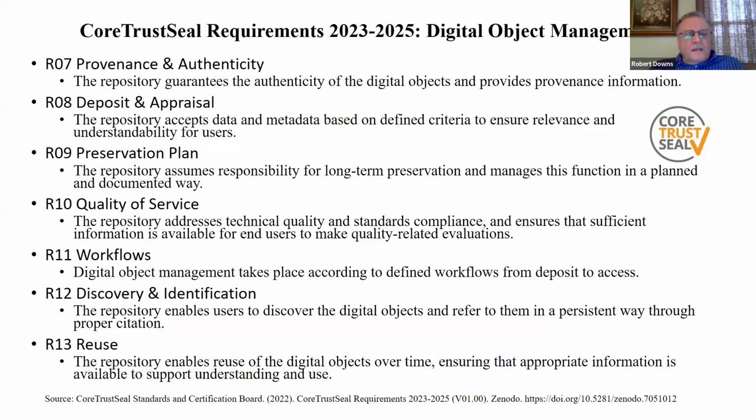R12 refers to enabling discovery and identification of the digital objects that the repository manages. So the repository is expected to enable the community to find its data. And it might use search capabilities. It might use faceted discovery. It may put its catalog out there to be harvested by various indexes so that the larger community can see them. And each repository, again, is different in the way it does this.